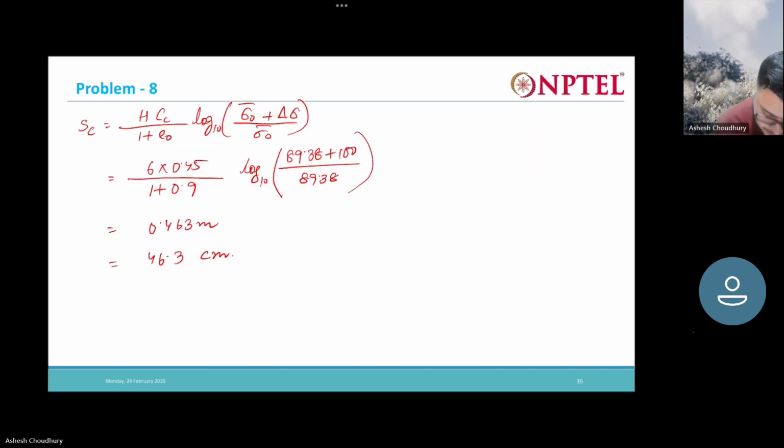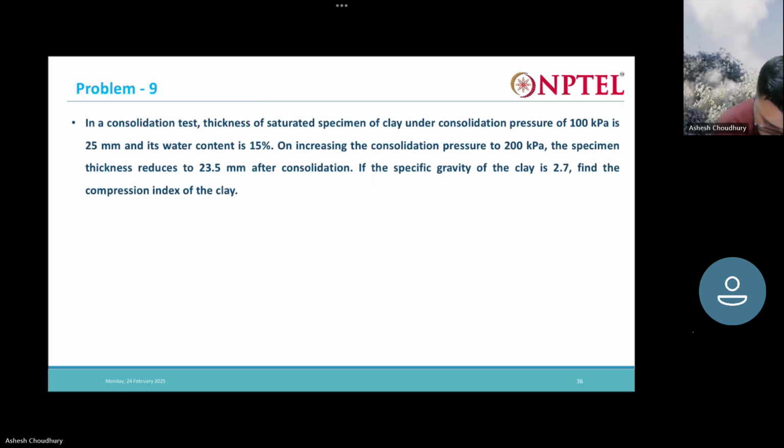So e naught equals w into G. What is w? 0.15 times G, which is 2.7. So this will give me the void ratio of 0.405. Now, how much is the settlement? 1.5 mm. So I will use our settlement equation.